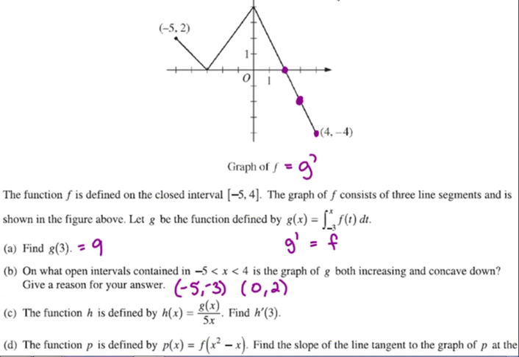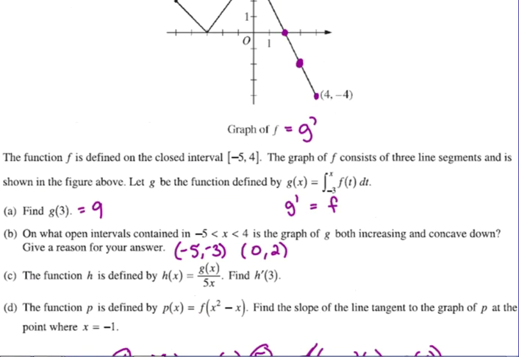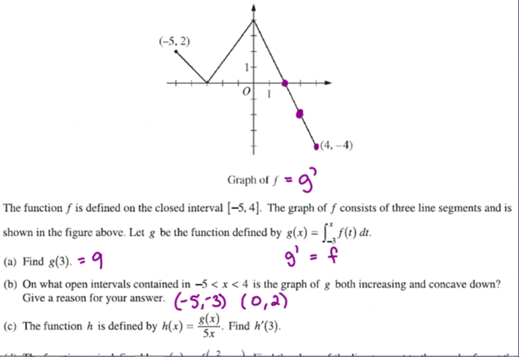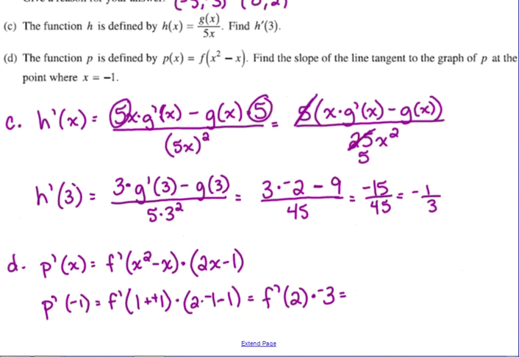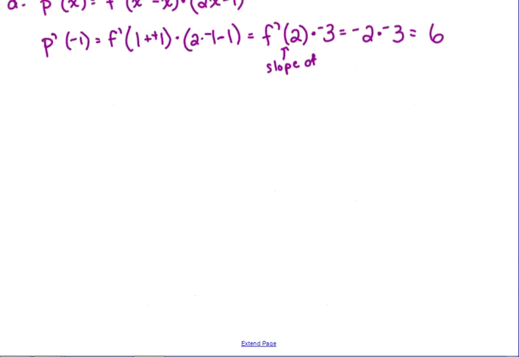Let's see here. We are looking at f. So f prime would be the slope of the line at 2. So the slope of the line here at 2 is that slope that I just calculated in the last part. It's a slope of -2. Rise over run, so it's -2. So -2 times the -3 is +6. So this is the slope of the tangent line.